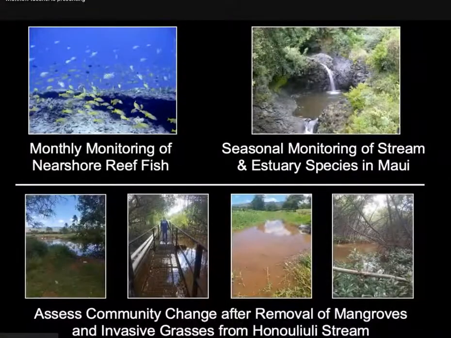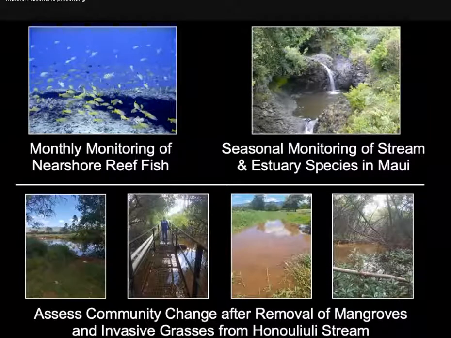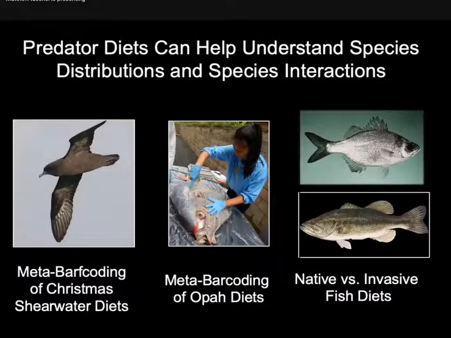So they're doing some removal of mangroves and invasive grasses from Honolulu Stream. And we want to see, are native species starting to recolonize these areas?